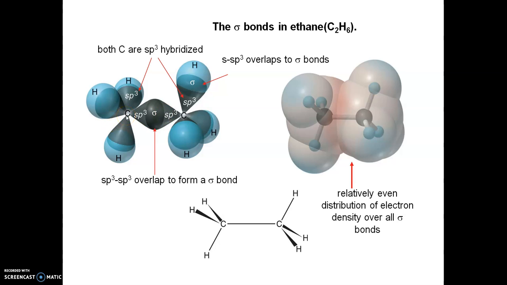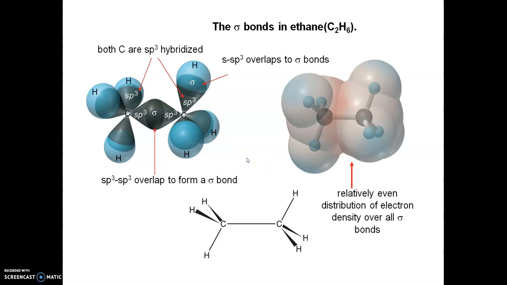Now, the sp3 hybrid overlaps right here with the other carbon's sp3 hybrid. You see how they overlap right exactly in between the 2 nuclei? That's a sigma bond right there. The carbon to hydrogen overlap is right here between the 2. It's another sigma bond. Now, what they're showing over here is the electron cloud being more or less evenly distributed around the molecule, because they're all sigma bonds.